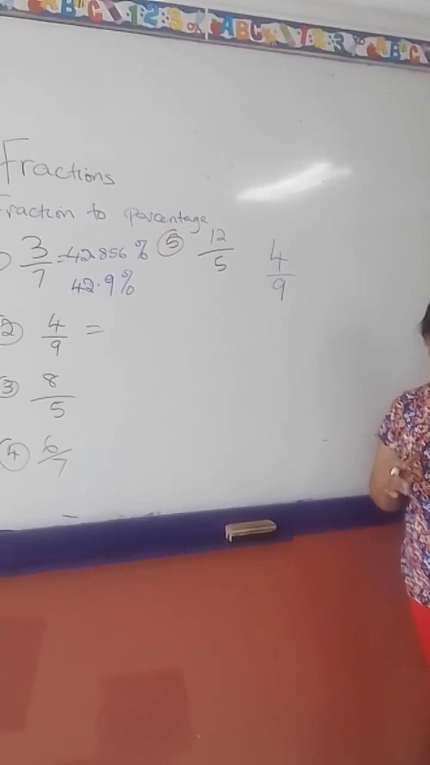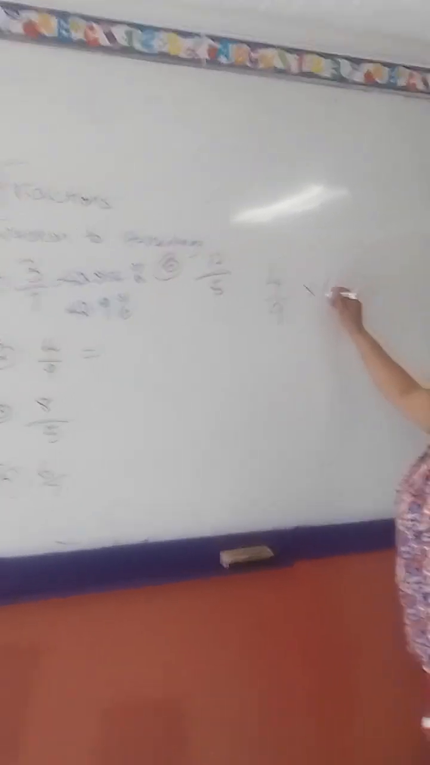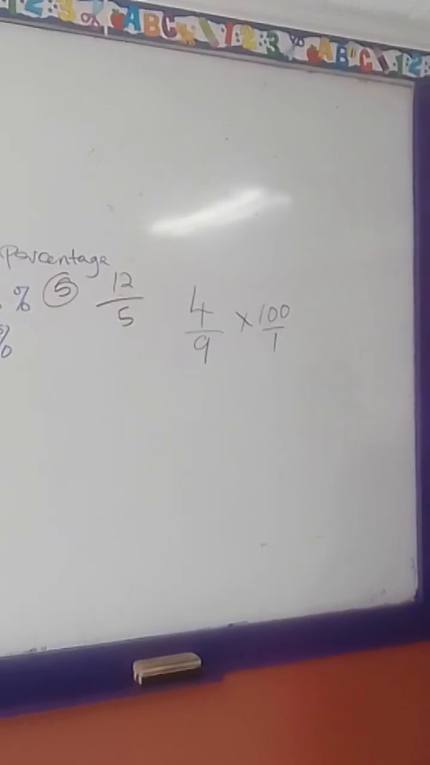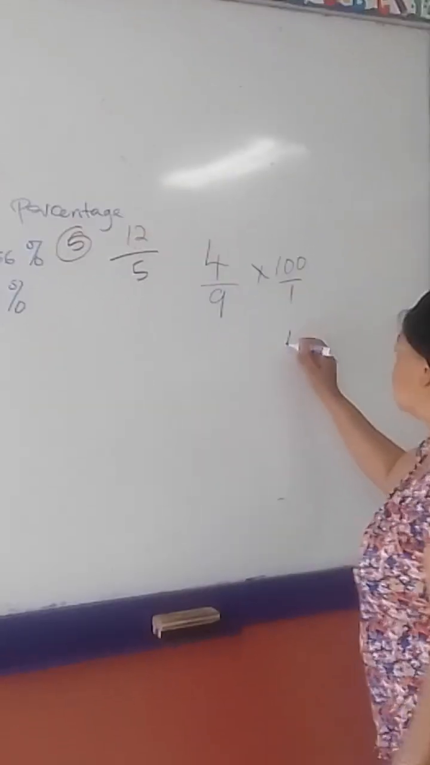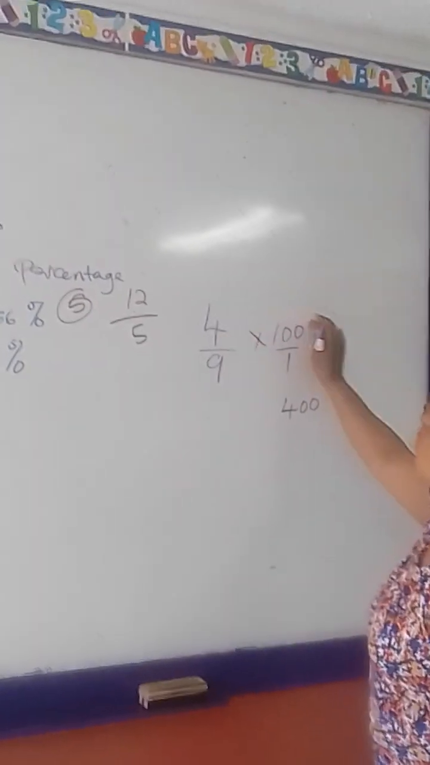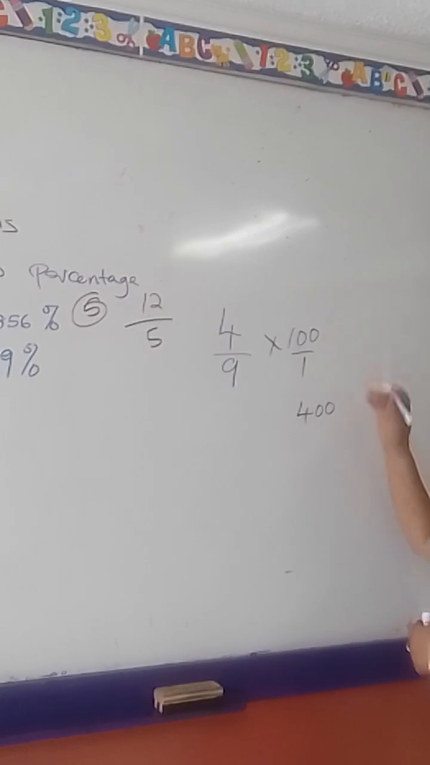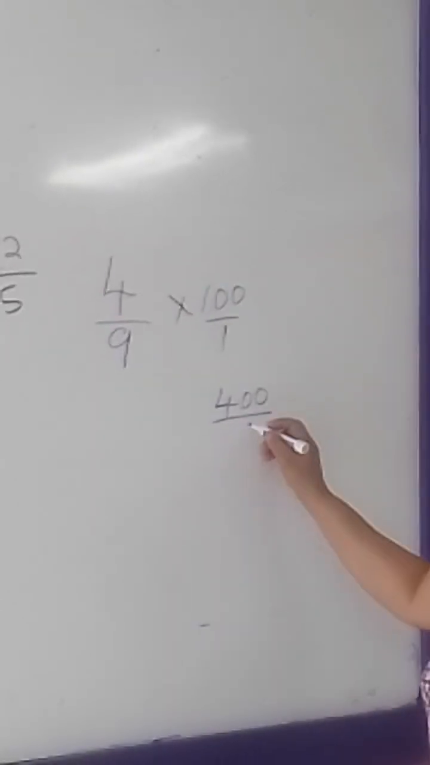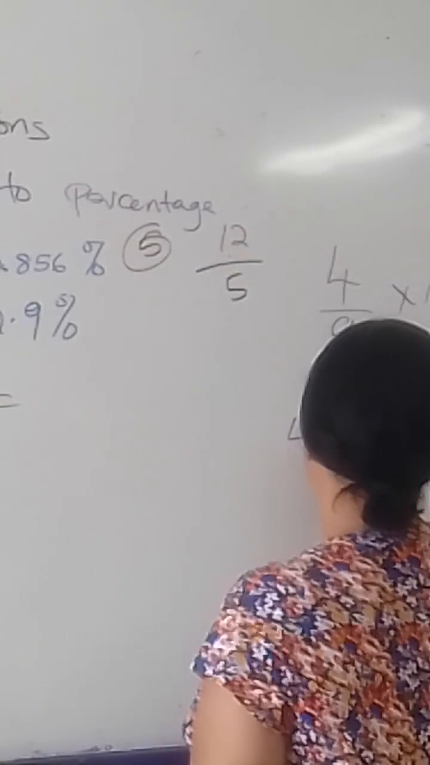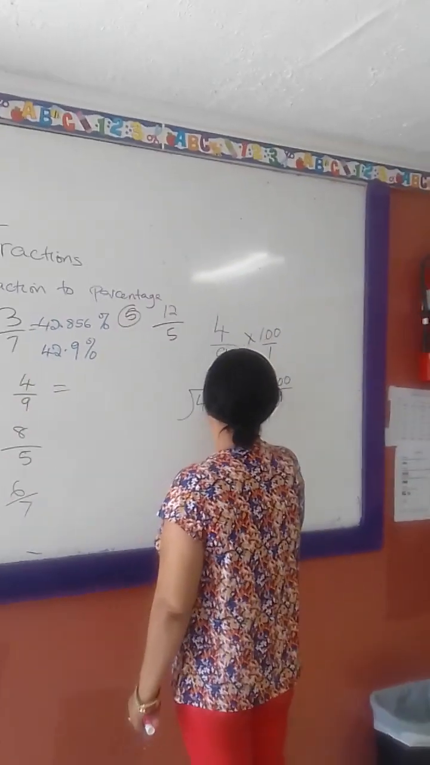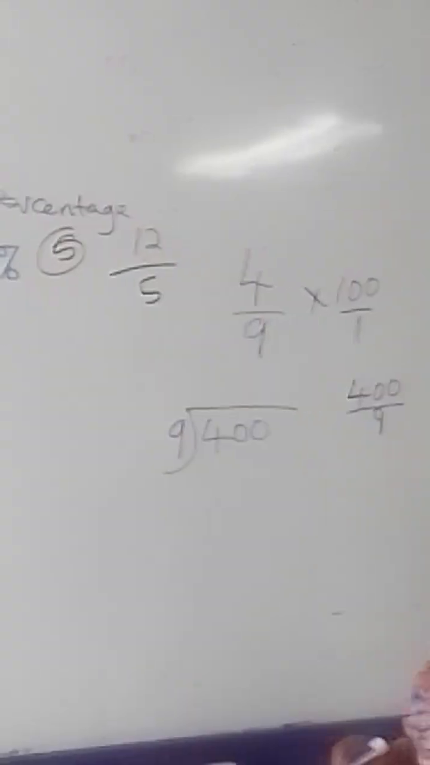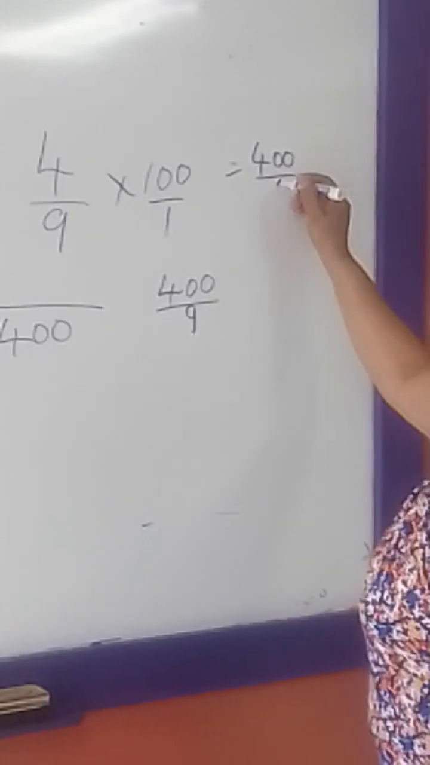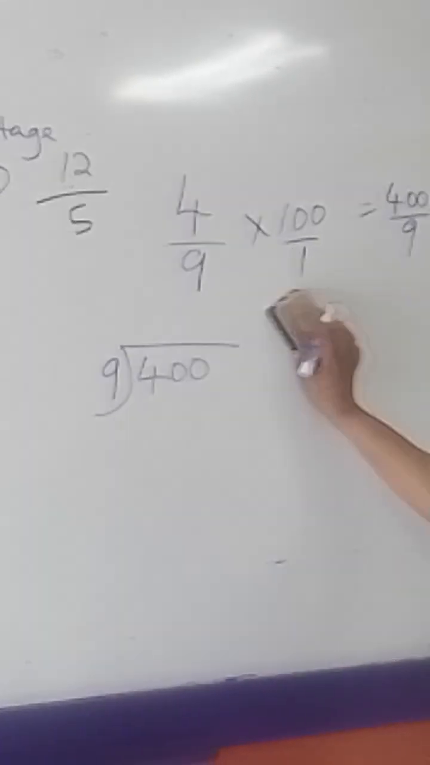I have 4 over 9, and I am multiplying this by 100 over 1. What is 4 times 100? It's 400. That's all I'm doing. I'm multiplying 4 times 100, and my answer is 400. And I'm going to multiply 9 times 1? 9. So now I have 400 to be divided by 9. It's 400 over 9. I'm dividing that 400 by 9.